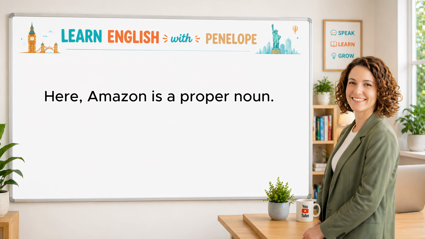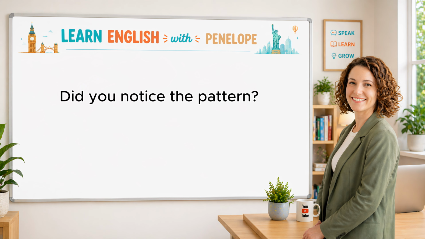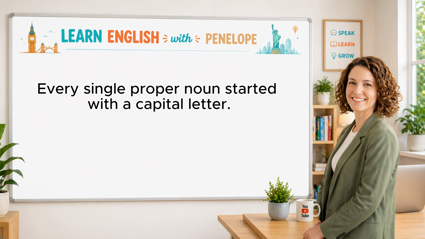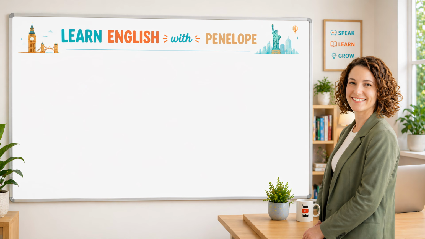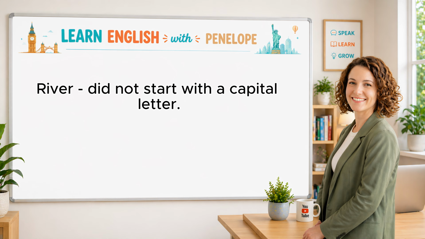Here, Amazon is a proper noun. It is the name of a specific river. Capital A. Wonderful! Did you notice the pattern? Every single proper noun started with a capital letter, and every common noun, like city, language, month, river, did not start with a capital letter.